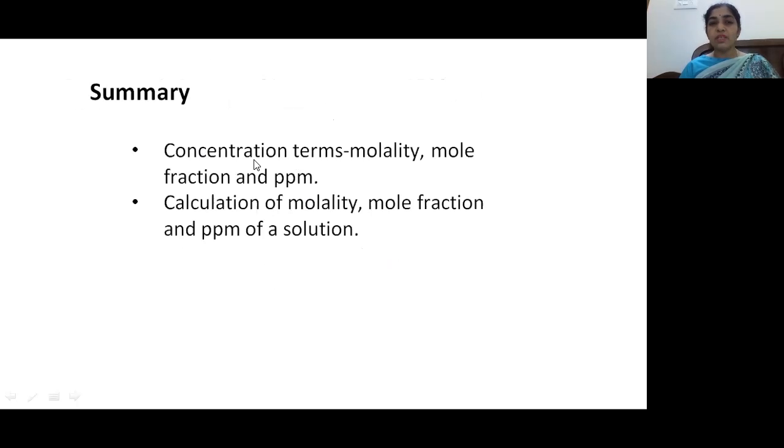So, in summary, in these concentration terms, molality, mole fraction and ppm, we discussed, and also we solved simple problems under molality, mole fraction and ppm of a solution.